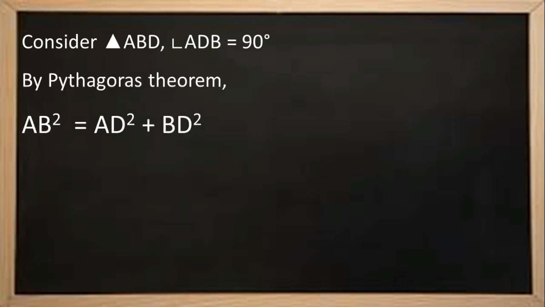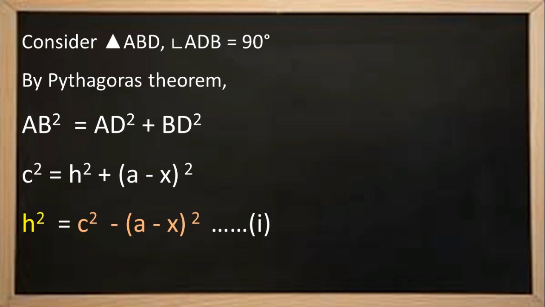Consider the first triangle ABD, as angle ADB is 90 degree. According to Pythagoras theorem, AB square is equal to AD square plus BD square. Then substitute the given values. c square is equal to h square plus (a minus x) square. If you equate this result to h square, it results as c square minus (a minus x) whole square. Why are we equating this to h square? Because in both the triangles, that is in triangle ABD and triangle ACD, AD, that is h, is common.